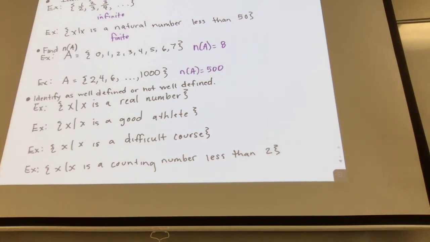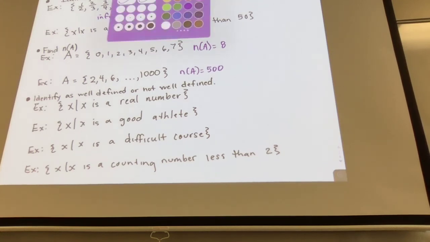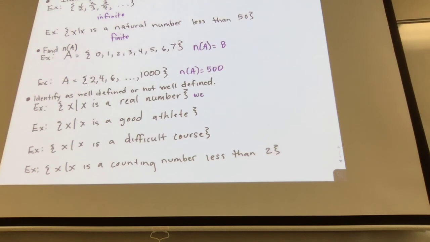X such that X is a real number. Is that well defined? Yeah, we defined this earlier. We talked about what a real number is. There are tables and charts that help with the description of that. If I told you a real number, you'd have a pretty good idea of the classification and how it's defined. So we would say well defined.